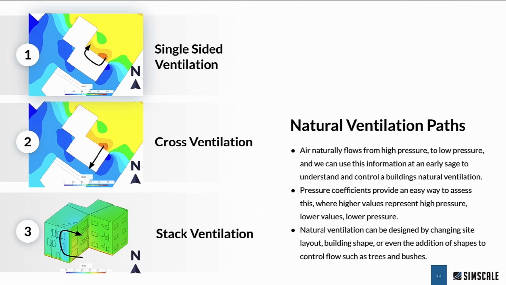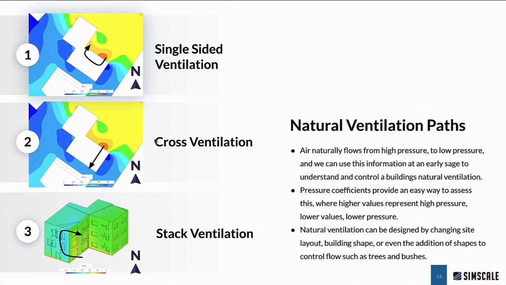And this is quite visible. Wind or air will naturally travel from a high pressure region to a low pressure region. So we can use that to our advantage to really understand what certain scenarios would look like. For single-sided ventilation, if you imagine this was a closed off room, then we would get single-sided ventilation travelling from this opening to this opening.